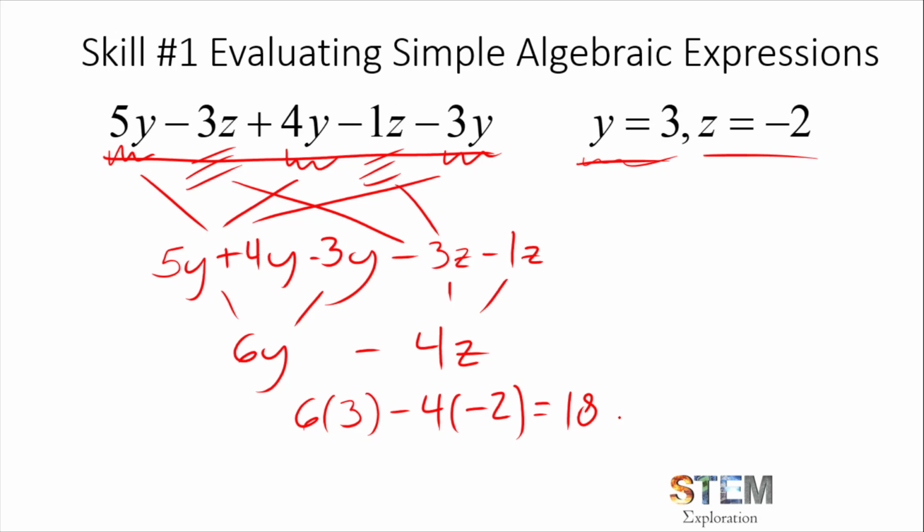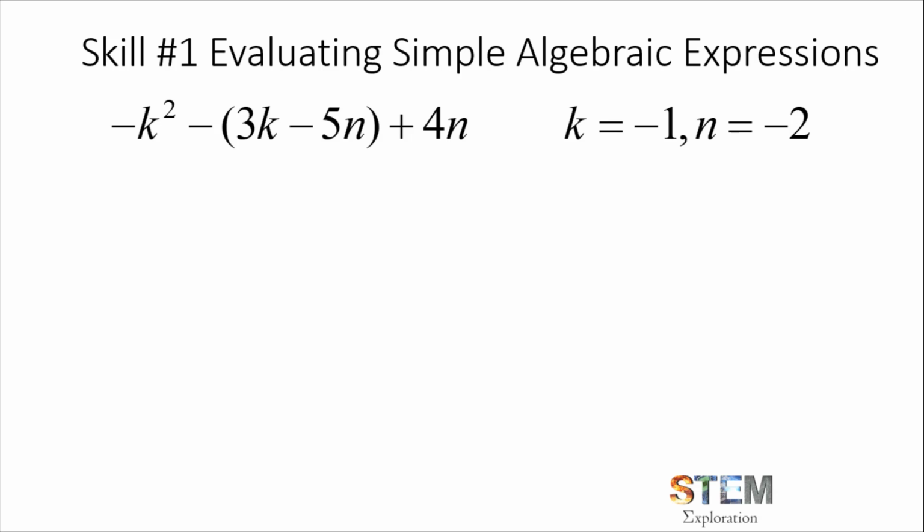So 6 times 3, that's 18. Negative 4 times negative 2 is positive 8 because the negative times the negative gives you a positive. 18 plus 8 would be 26. And then we take a larger expression and we solve it really quickly.